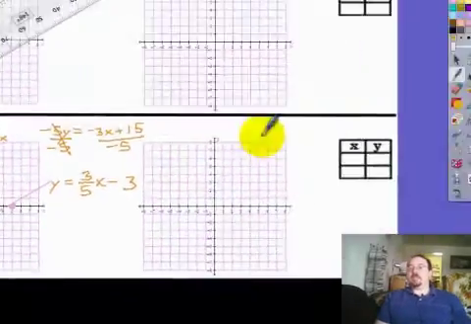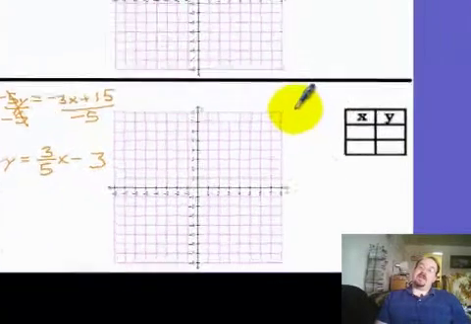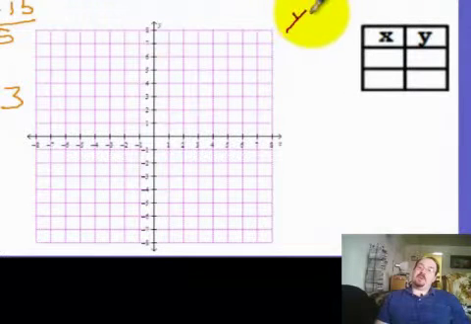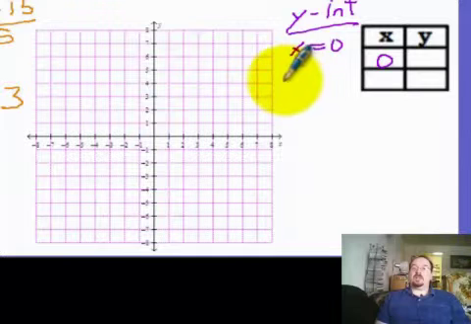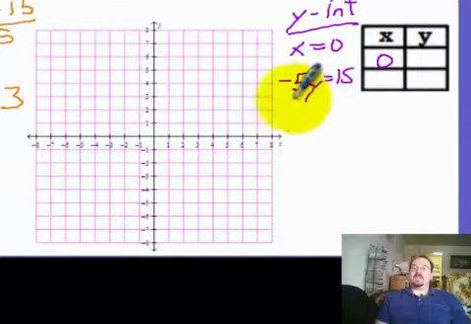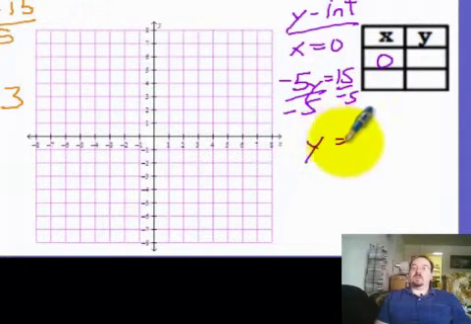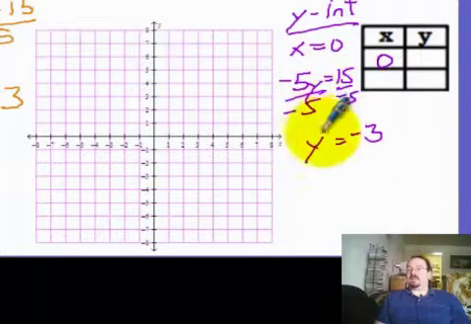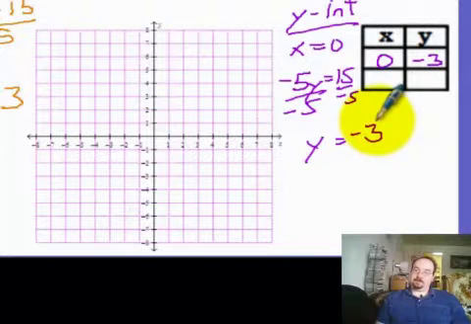Now I'm going to do the same thing. I'm going to graph the same equation, but in a different way. I'm going to do it by finding the intercepts. So if I want to find the y-intercept, I plug in a 0 for x. That means the 3x is gone. I have negative 5y equals 15, or y equals negative 3. Just divided everything by negative 5. So when x is 0, y is negative 3.